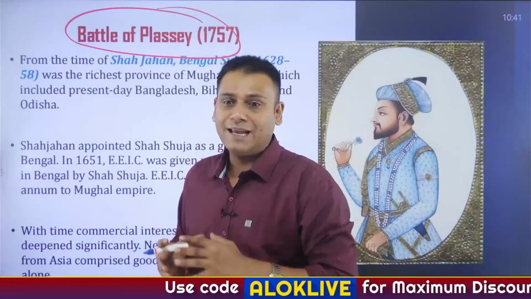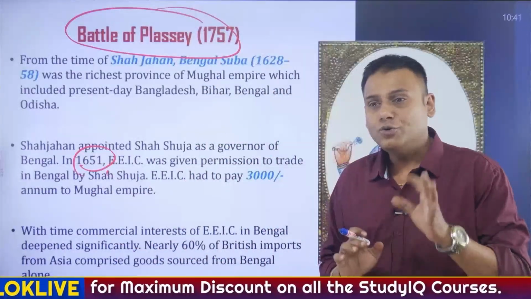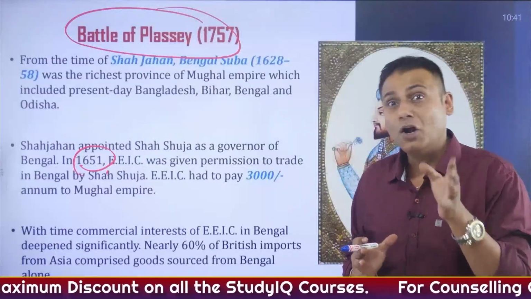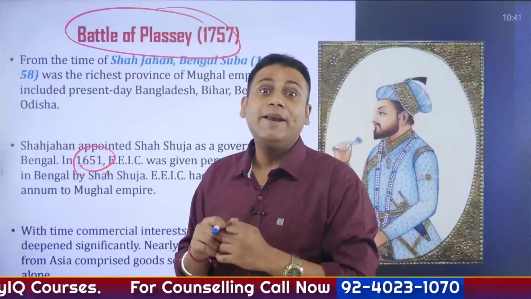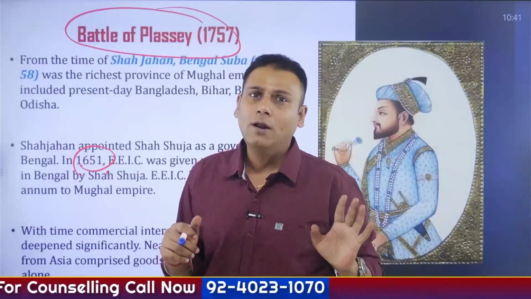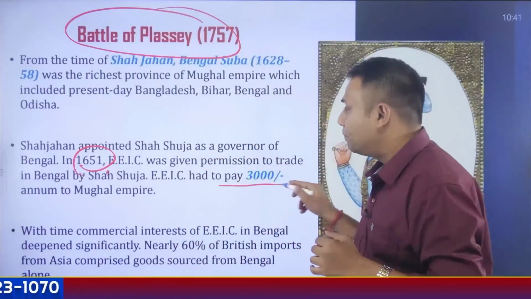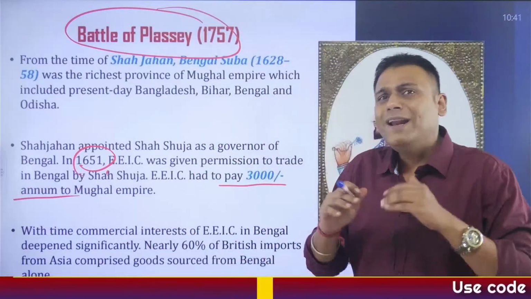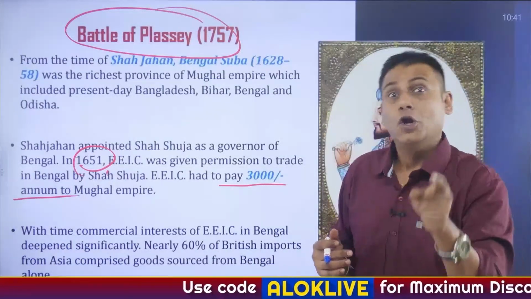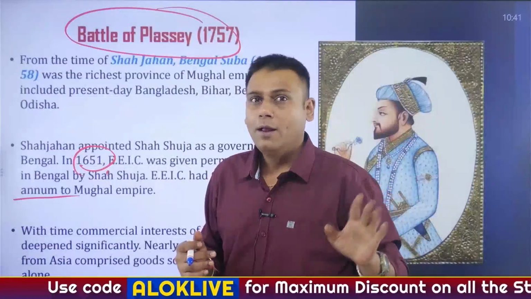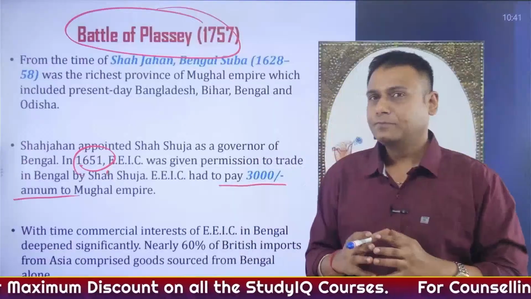In the coming years, around 1651, Shah Shuja was appointed as the governor of Bengal, and he allowed the English East India Company to trade in the region of Bengal at 3,000 rupees per annum. In very simple words, the English East India Company had acquired permission from the Mughals to trade in the region of Bengal by giving 3,000 rupees per annum to the Mughals.